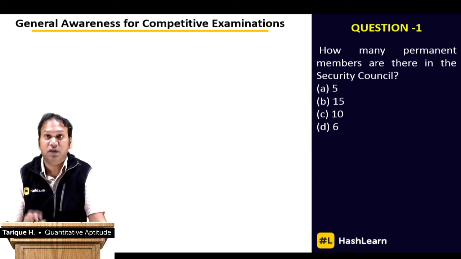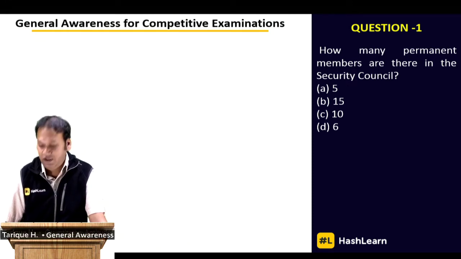But the right to veto, the powerful voting right, is only in the hands of these 5 countries who are permanent members of the Security Council. Now that's the answer to question number 1, that is A, which is 5.